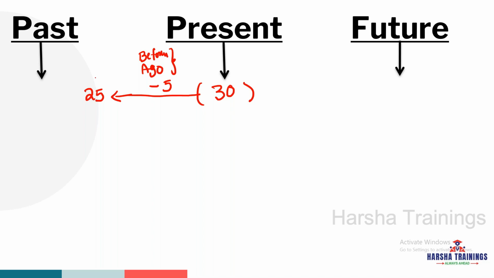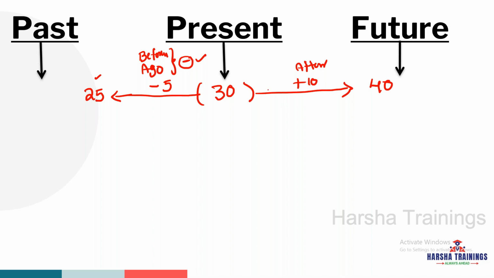Same, 25 years. In this concept, ago or before means minus. Just remember this word, guys. Ago or before means minus. Okay, so I'm taking same example. Present, my age is 30 years. After 10 years, my age will be how much, guys? 40 years. Yes, 30 plus 10, 40 years.